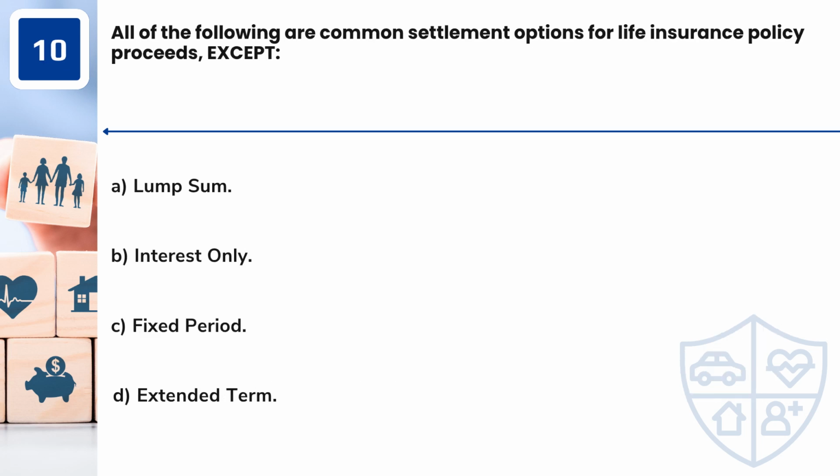Question 10. All of the following are common settlement options for life insurance policy proceeds, except A. Lump sum. B. Interest only. C. Fixed period. D. Extended term.